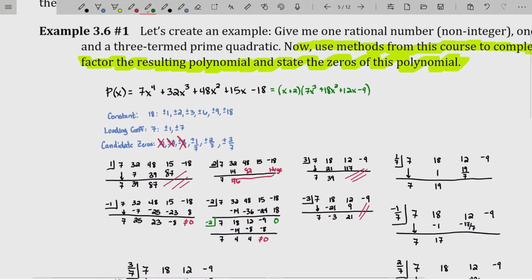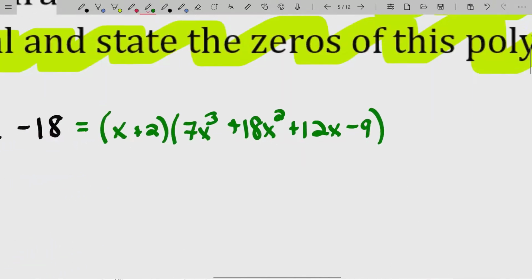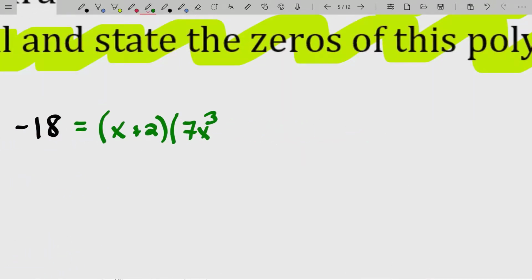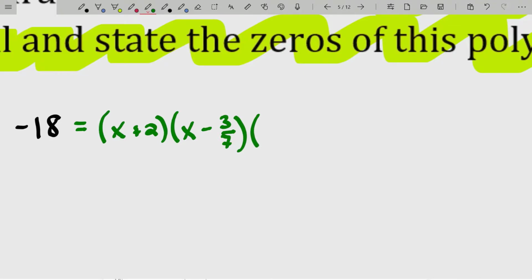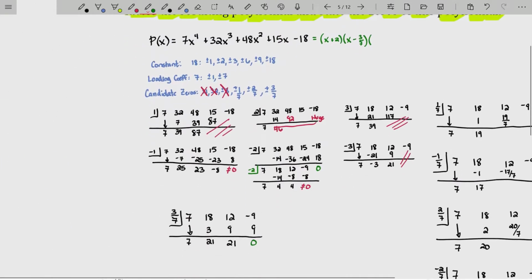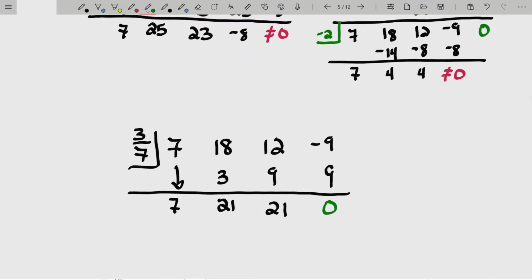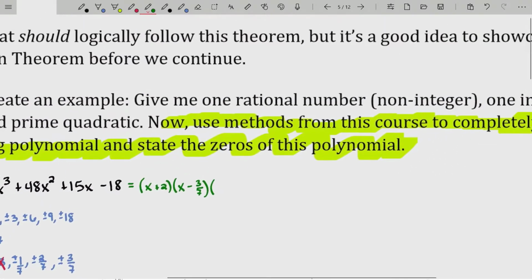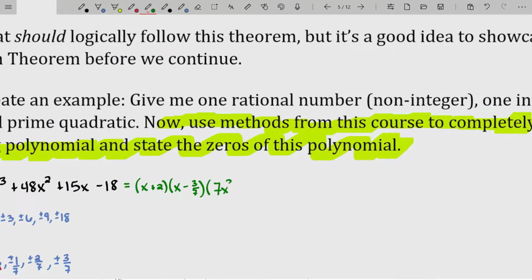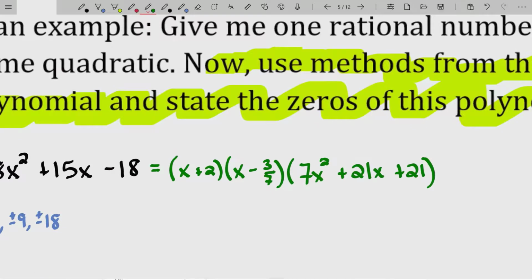And so now I know x minus 3/7 must be a factor as well. I'm going to go back up here. I'm going to erase all this other stuff. I know that x minus 3 over 7 must be a factor. And I'm left with some polynomial. Let's see what the polynomial looks like. Oh, it's a 7, 21, 21. 7x squared plus 21x plus 21. And you say, wait a second. That's not what we had. You're right. It wasn't. But it is.